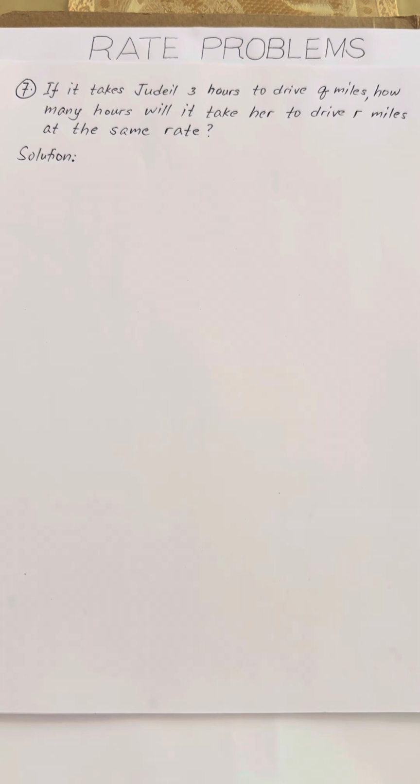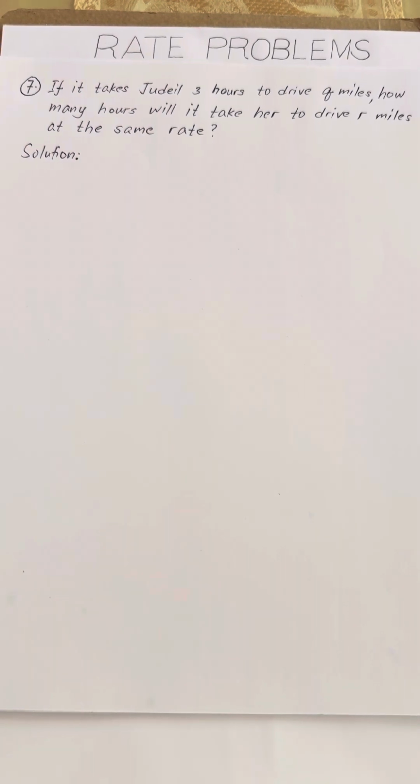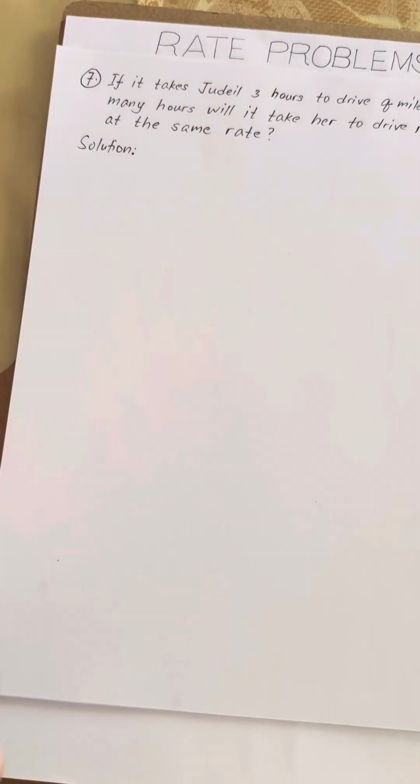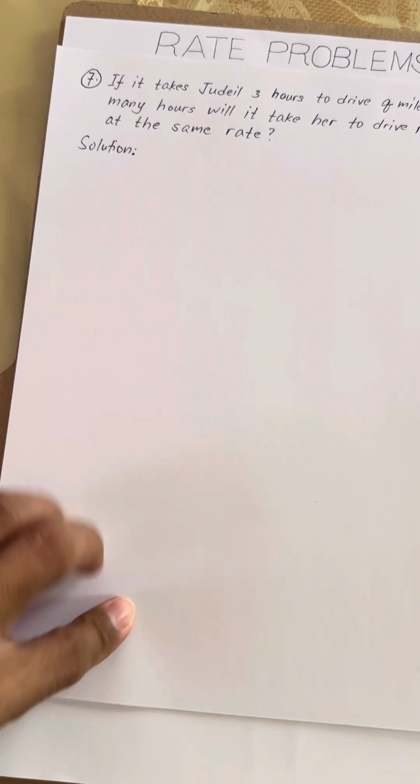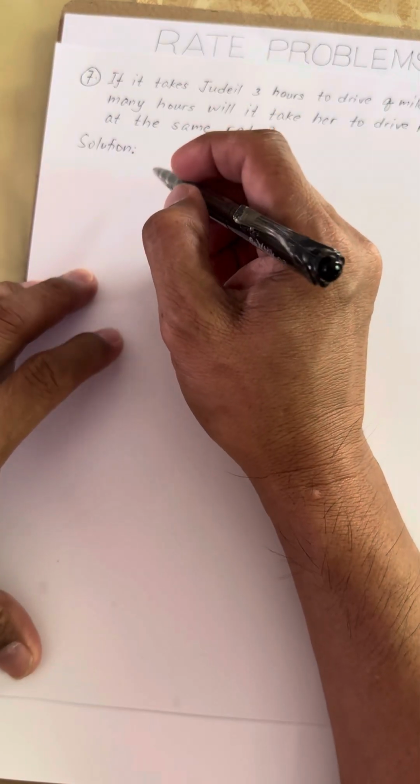So we have here number 7 problem. If it takes Judel 3 hours to drive Q miles, how many hours will it take her to drive R miles at the same rate? So to solve this problem, the same way as we solved in the other problems, we have to construct a table where we can put the needed information that can help us figure out how to solve this problem.